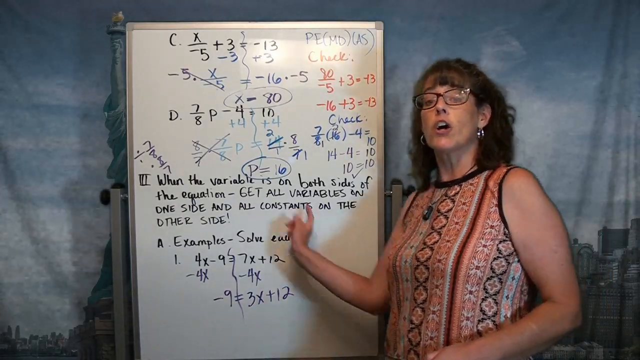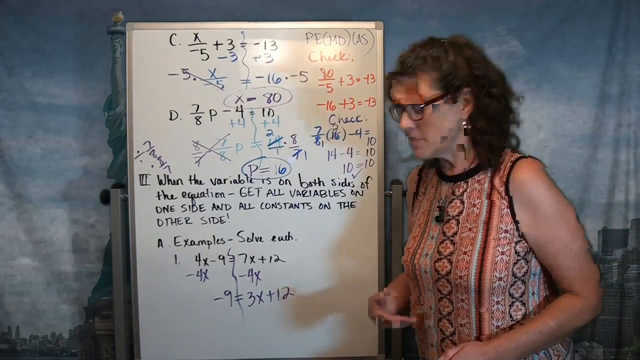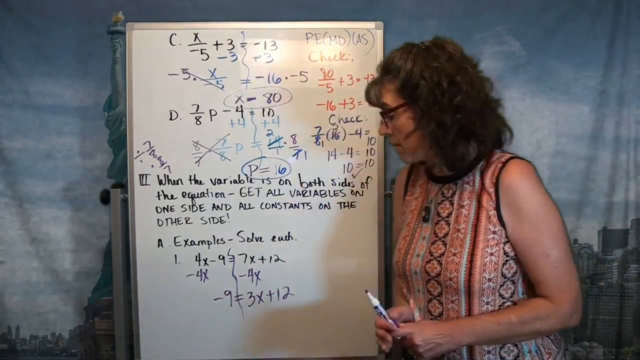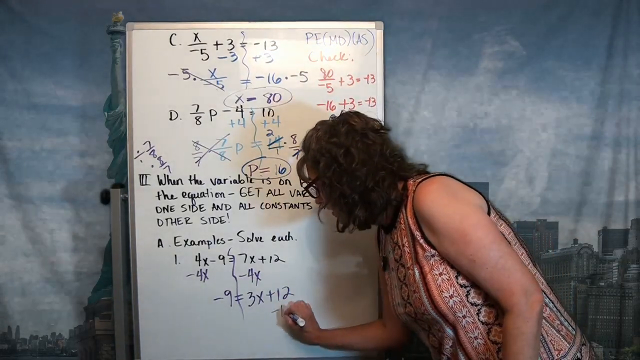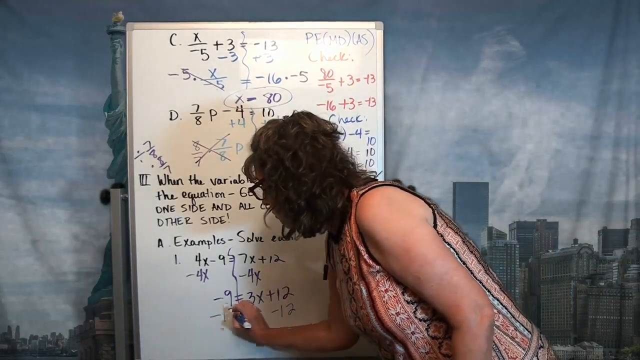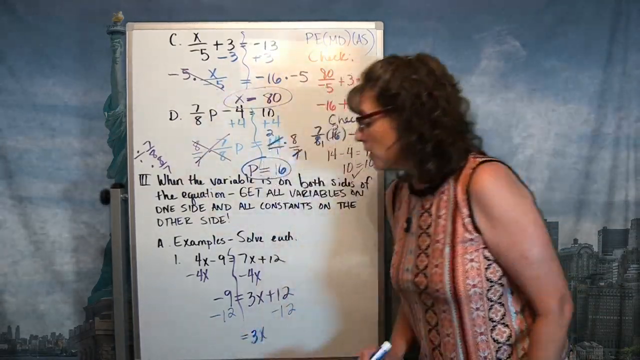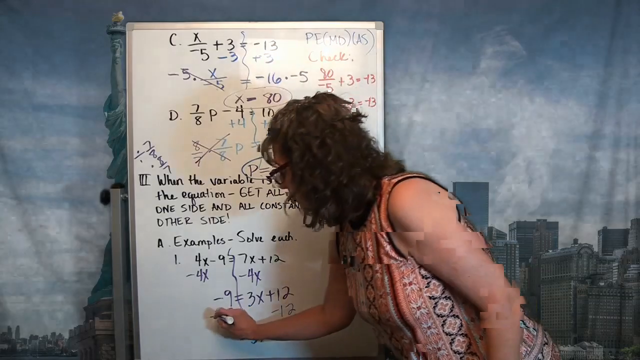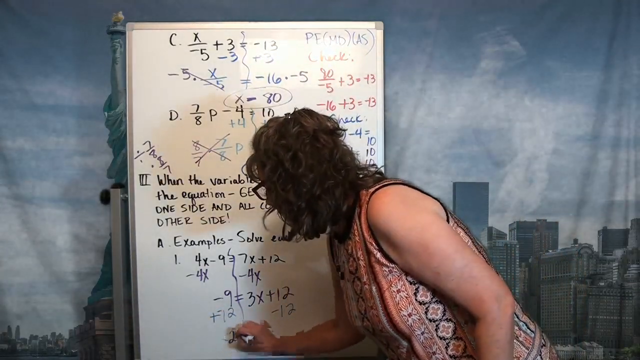Now we put all the variables on this side. That means all the constants need to go on the other side. So this 12, we got to get rid of it so that all the constants are in that pan right there. So that means that I'm going to subtract 12 to get it out of that pan, but I better subtract 12 over here as well. Leaving me with a 3x over here, and on this side a -9 minus 12, or if you prefer plus a -12, gives me a negative 21.